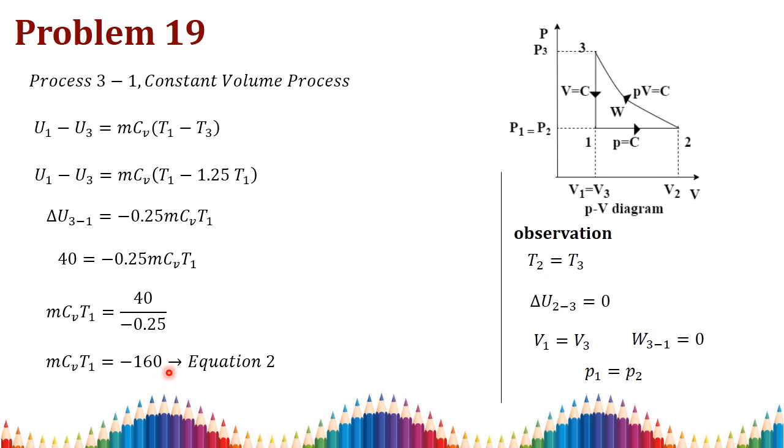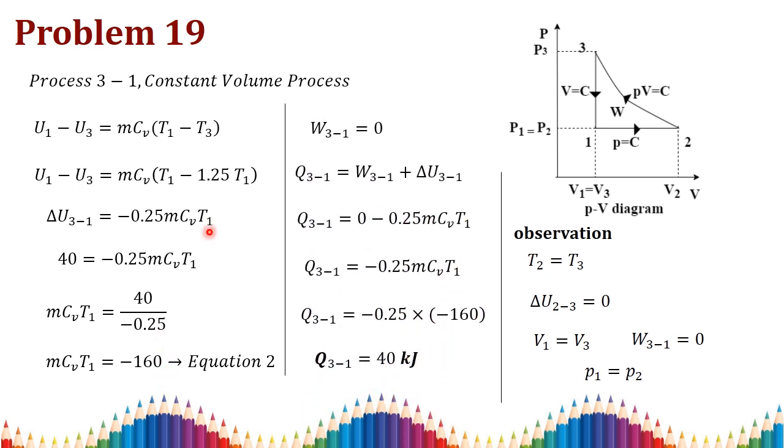Okay, with this, the work done is 0 here since it is a constant volume process. We need to find the heat transfer. Heat transfer is work done plus internal energy. Work done is 0. As we know, the internal energy delta U of 3 to 1 is minus 0.25 mCV T1. We substitute the value here; mCV T1 will be minus 160. So we substitute these values and get Q of 3 to 1 as 40 kilojoule.